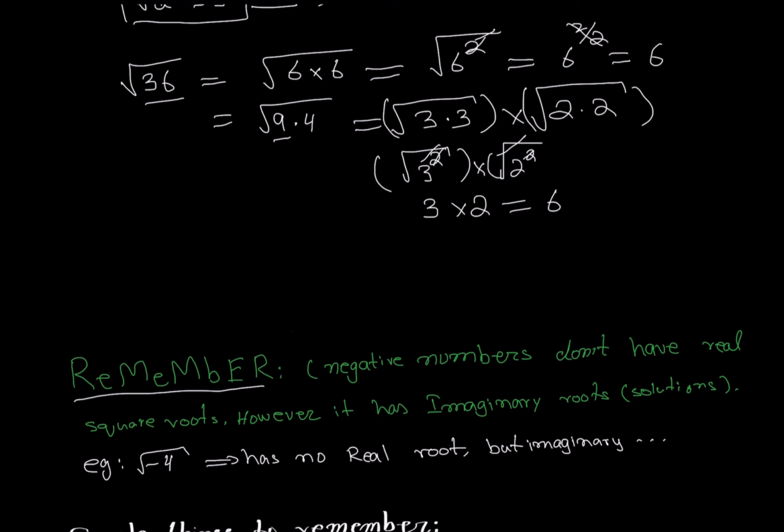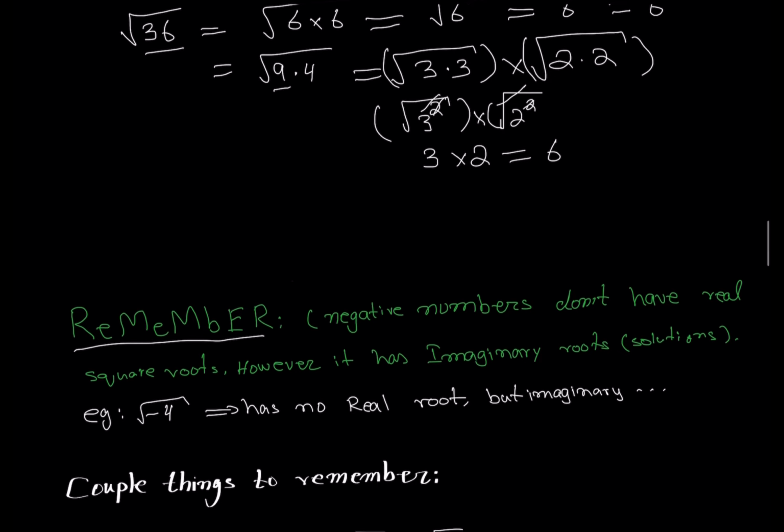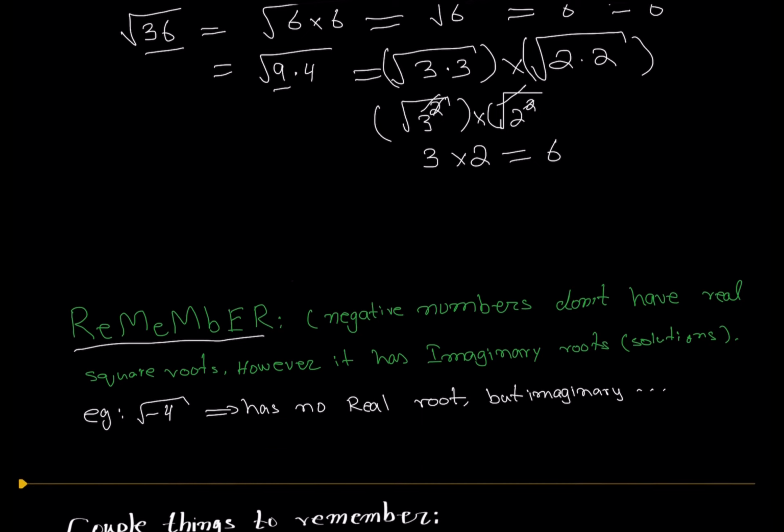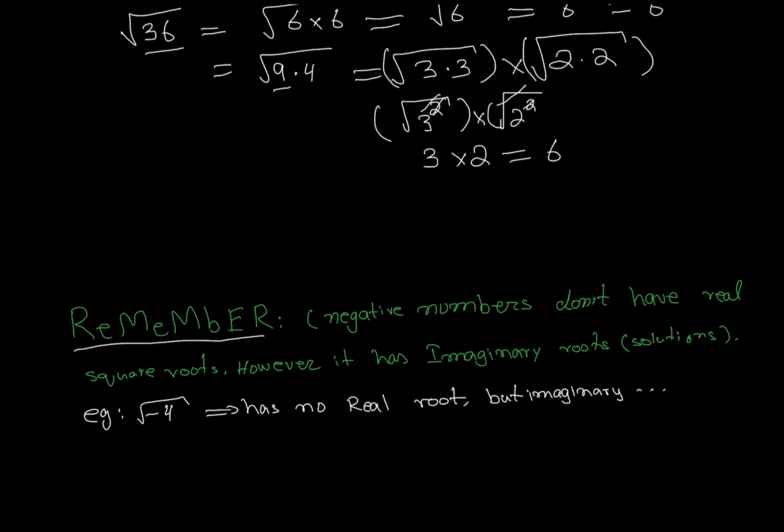Just to shed some light on these things, somebody might say, okay, how and why is that not working? So negative 4 has no real roots, but imaginary ones. Okay, so that is just an idea right now, but how? Let's talk about this in a little bit of detail.